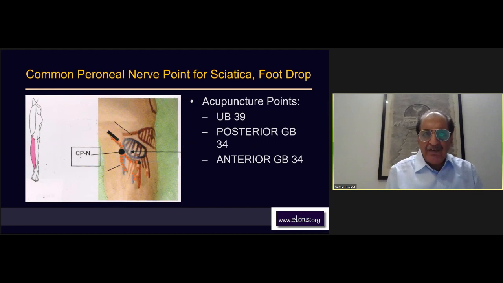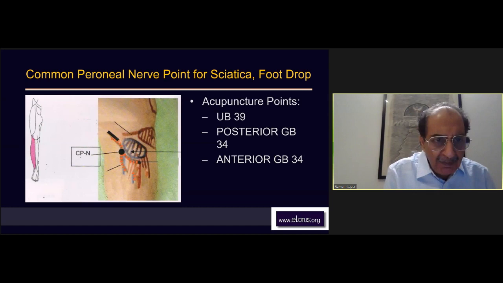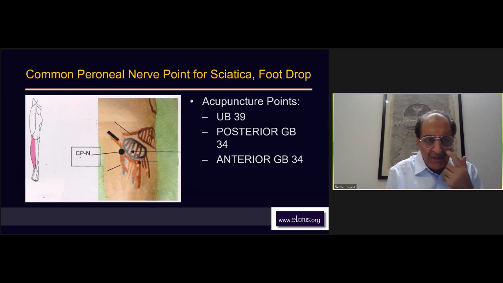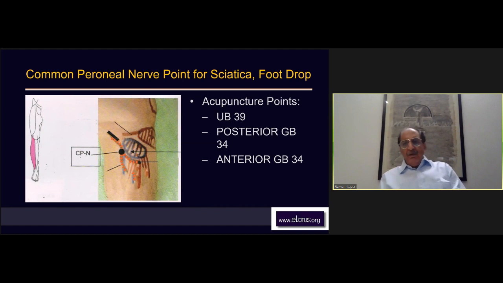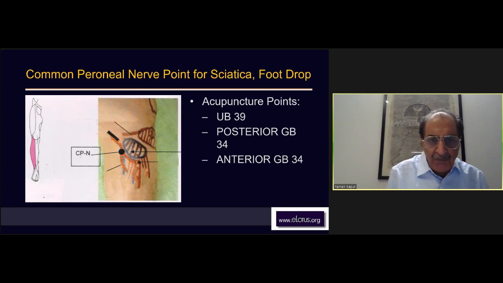Next is the common peroneal nerve point for sciatica and foot drop. And the acupuncture points, we can see on the left-hand side, I've shown the actual dermatomal pattern of the common peroneal nerve, where it is going. So it's on the anterior lateral aspect of the leg. And the points to be prickled are UB39, the GB34 classical, and a point just 1 centimeter posterior to GB34, also known as the posterior GB34. In addition to that, for the common peroneal nerve, we will also be doing prickling along that pathway, I've shown the red dotted spots where you will also be doing the prickling.